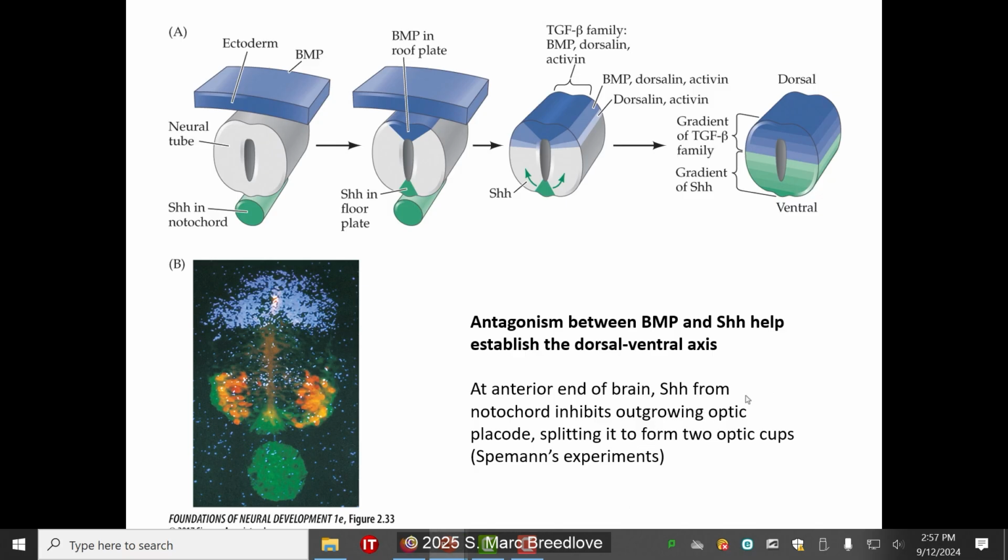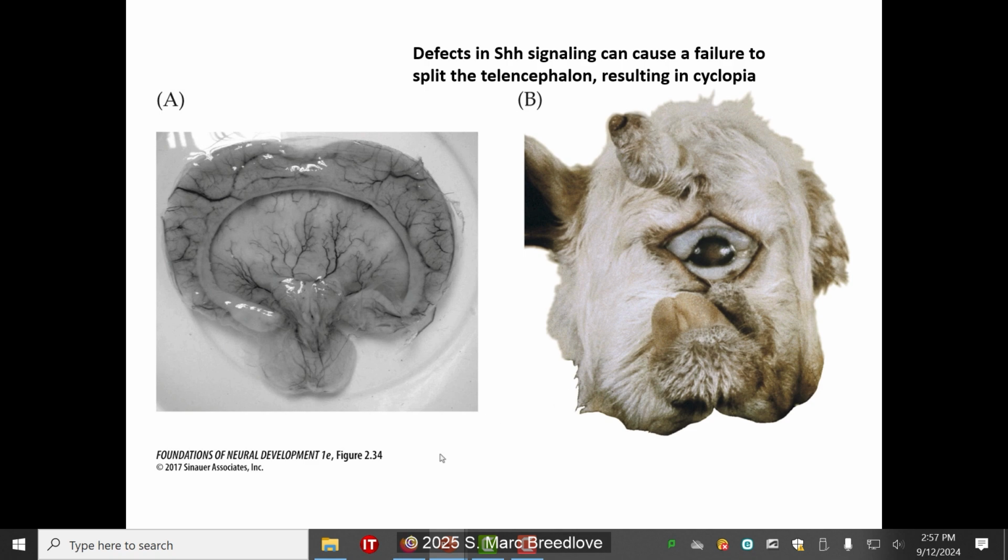One more topic that I think is interesting. Sonic hedgehog, remember, is going to tell the bottom of the neuraxis to make a floor plate. But in the front of the brain, remember the eye cups that Bergmann studied? The eye cups that come out are going to hit the epithelium and induce it to make lenses and stuff, corneas and the like. Why are there two of them?